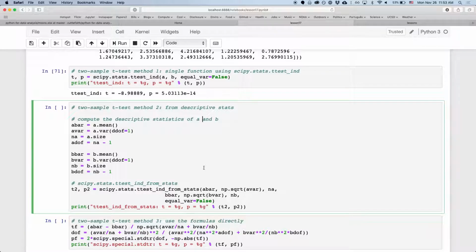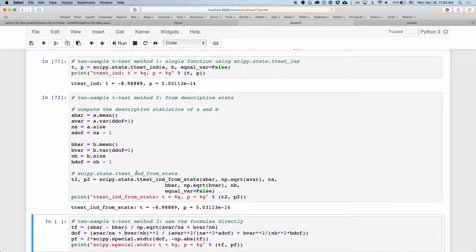A second way we can compute the two-sample t-test is to compute the stats individually and then combine. So rather than computing the t-test based on the raw data, we're first going to calculate the mean, the variance, the sample size, and the degrees of freedom, and then compute the two-sample t-test from those statistics. It gets us the exact same answer. It's just a different way, a way where we can see more of what's going on with the data.